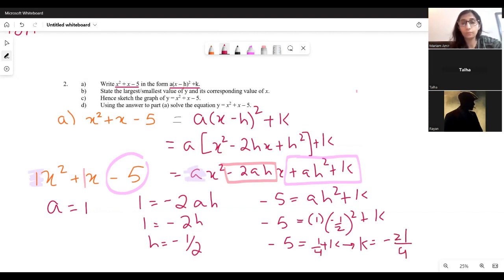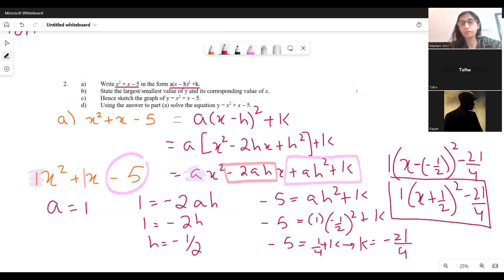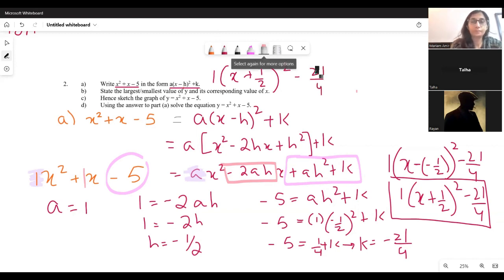So the completed square form: a is 1, h is minus half, and k is minus 21 by 4. It's going to be 1 times (x plus half) whole squared minus 21 by 4. This is the completed square, found using expanding and comparing. Let me write that here: 1 times (x plus half) whole squared minus 21 by 4. Okay, clearing this.